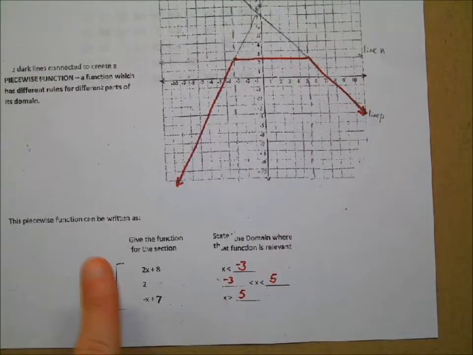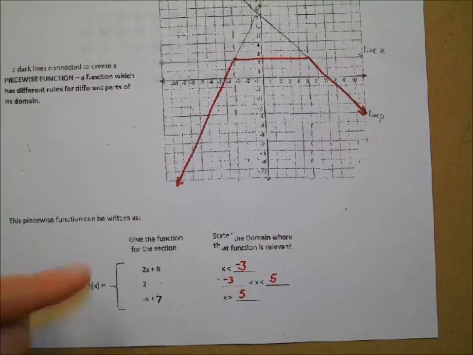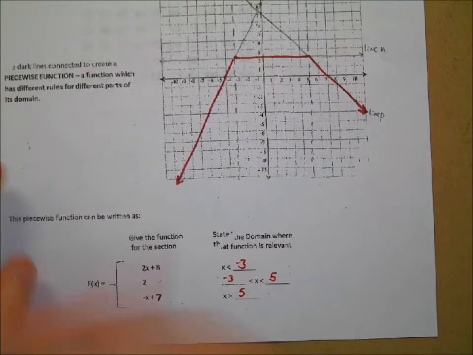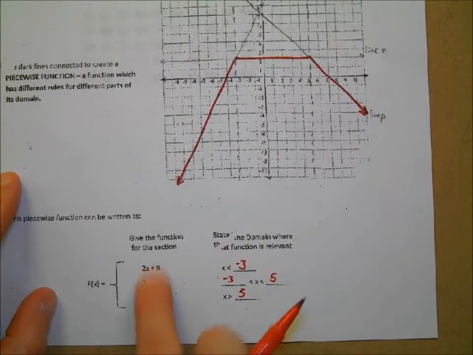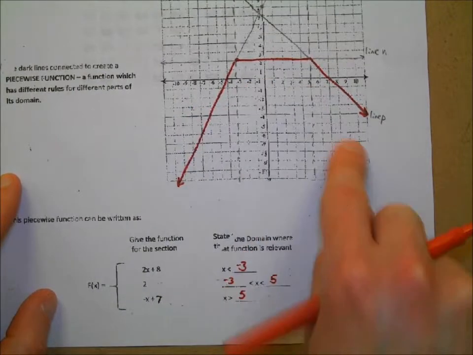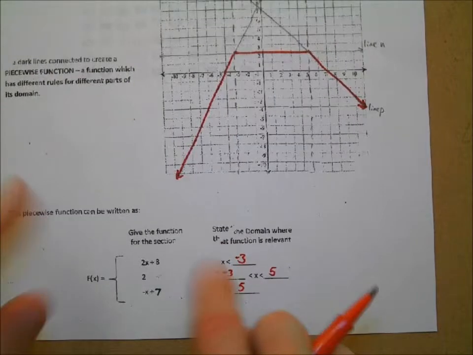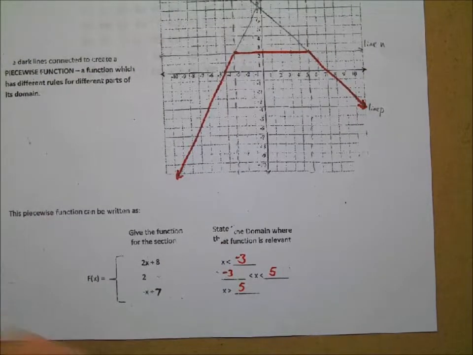This is how you write a piecewise function. You say f of x equals, you put a big brace symbol there, and then you write however many functions it takes to define your piecewise function, and then you tell the domain right here, between what x values it occurs. Okay? Questions on any of that?